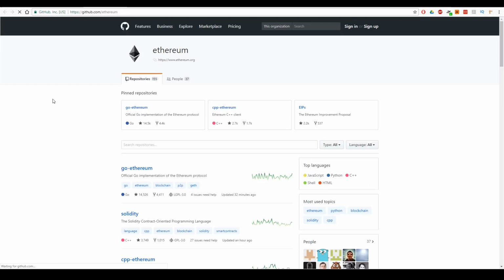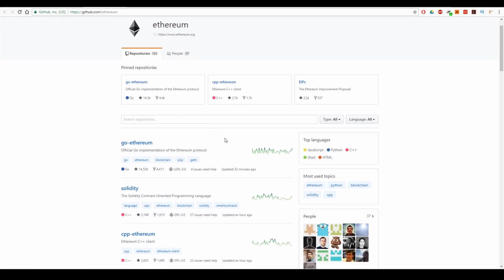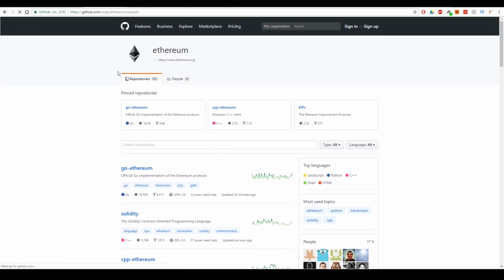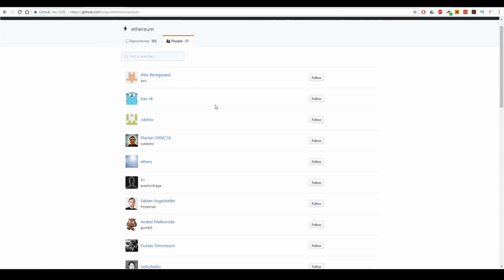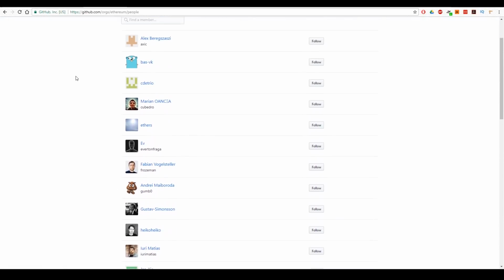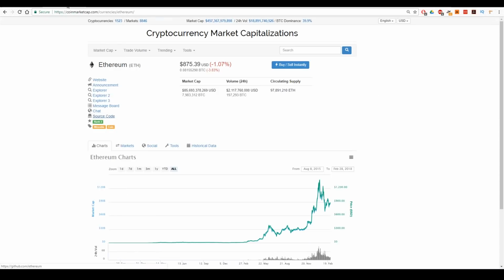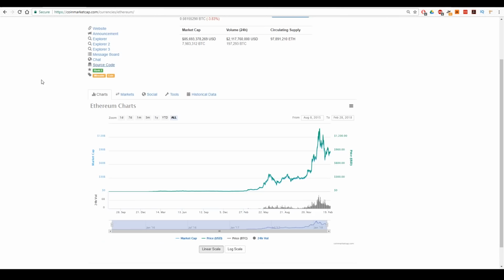And then again, the source code. So over on GitHub, just like we looked at with Bitcoin before, because these are open source cryptocurrencies, you can come in and see how much activity is going on with these cryptocurrencies at any given time. And again, you can look at the developers working on these cryptocurrencies and actually track their involvement. So very interesting stuff.